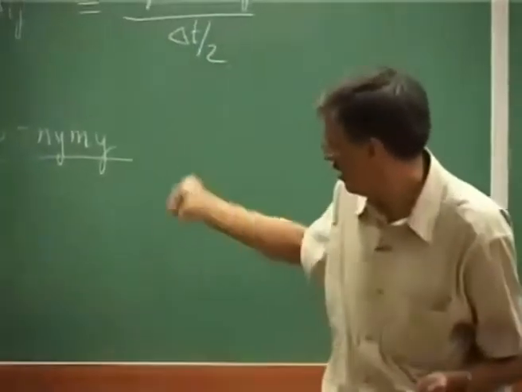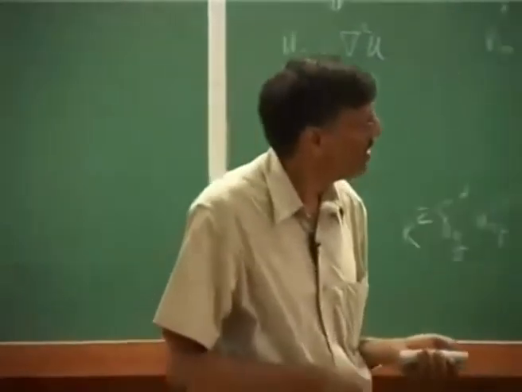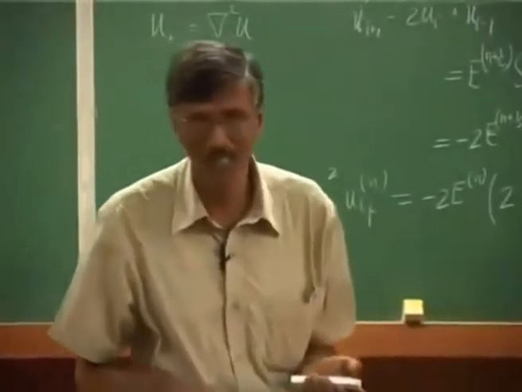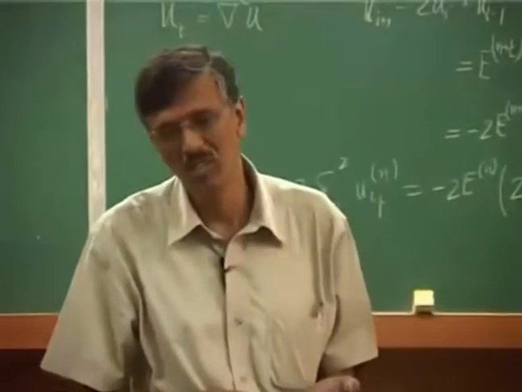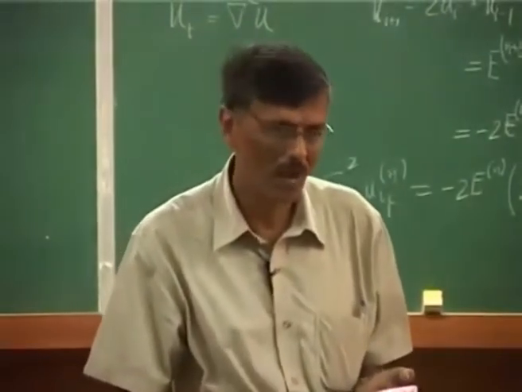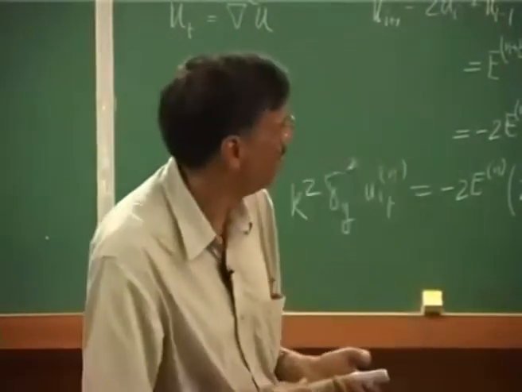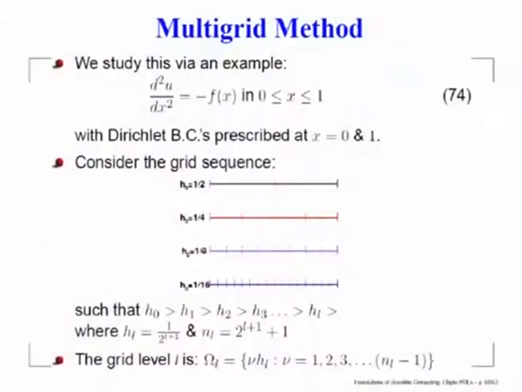So, of course, eponymy is the story. Fedorenko did the work, but it flourished in the 80s with a lot of effort from Achi Brandt and many other mathematicians all over the world.